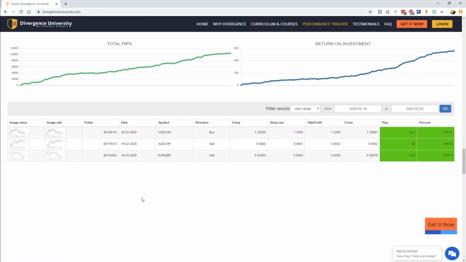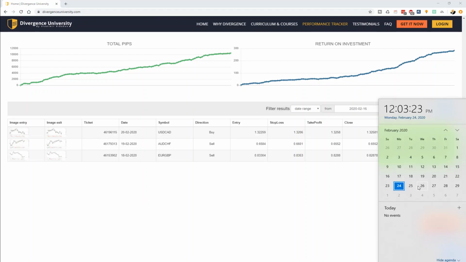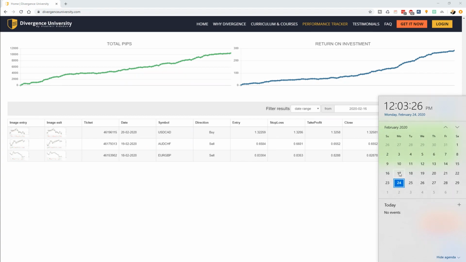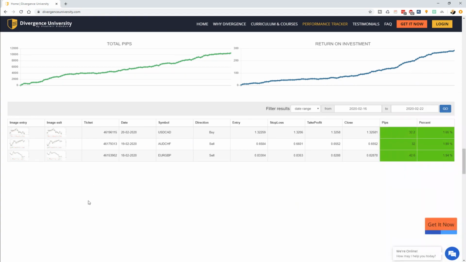So we're looking at the trades from the past week, which is basically right here, so 17th up until 21st. And as you can see, we have 3 trades, but that doesn't mean the profits are not good. As you can see here, the results are pretty decent. So let's go ahead and cover all 3 of them.